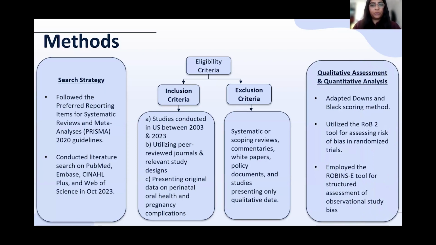We also evaluated the quality of all included studies using the adapted Downs and Black scoring method. Additionally, we performed risk of bias assessment for RCTs using the ROB2 tool, which is a revised version of the Cochrane risk of bias assessment tool, and for observational studies using the ROBINS-E tool. Lastly, we used data to conduct two different types of meta-analysis based on our two objectives.